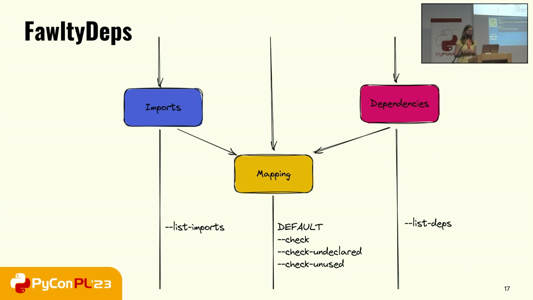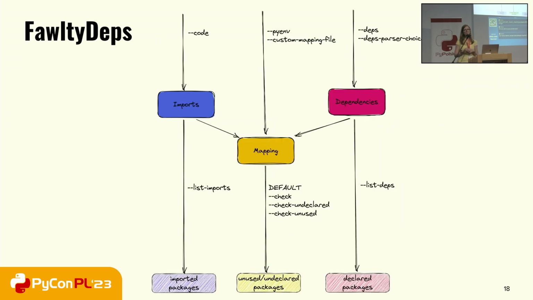And the mapping, that's maybe the most interesting part, because in Python, when you have a library, the name of the library does not have to match the thing that this library is exporting. So, for example, if you have scikit-learn, you declare in your requirements that you want scikit-learn, but if you import it inside your project, you write import sklearn. So you have to have some way of matching those two that you find in your files, the imports and the dependencies. And FawltyDeps allows you to do those operations separately. So for example, you can just see what imports are in your project or what the dependencies are in your project, but the default behavior is to find unused and undeclared packages.